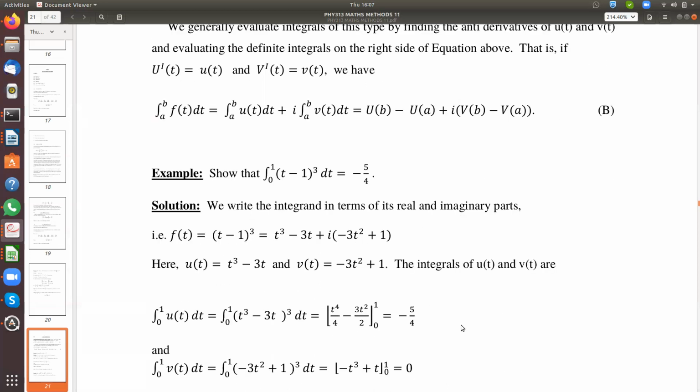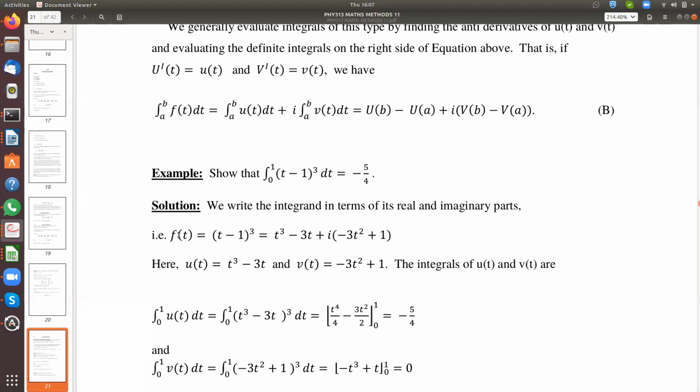The first example here is: show that the integral from 0 to 1, which is from a to b, so now our a is 0 and our b is 1, of (t minus 1) to the power of 3 dt is equal to this. You are asked to prove that if you integrate this using this approach, your result should be minus 5 over 4. So what are we expected to do? The first thing is to find a way to expand this term, (t minus 1) to the power of 3.